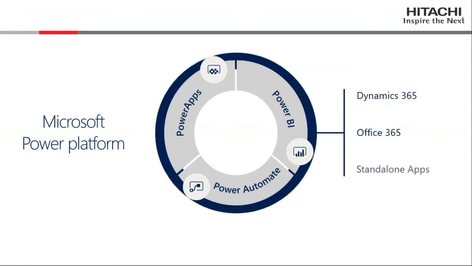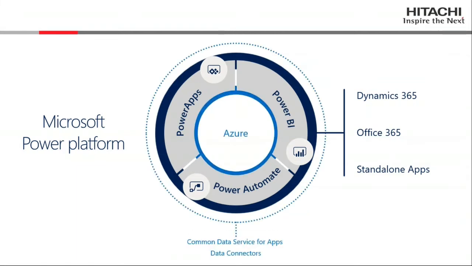And all of this can be connected seamlessly to other Microsoft products, which would be Dynamics 365, Office 365, and even the standalone apps. And with all of this, it is using Common Data Service for apps, and it has pre-built data connectors, which you will see later on how quickly and how easily you can connect data. So all of this is sitting in Azure, so that makes the data centralized. It gives centralized security, and it gives you the ability to scale up because it is all sitting in Azure.